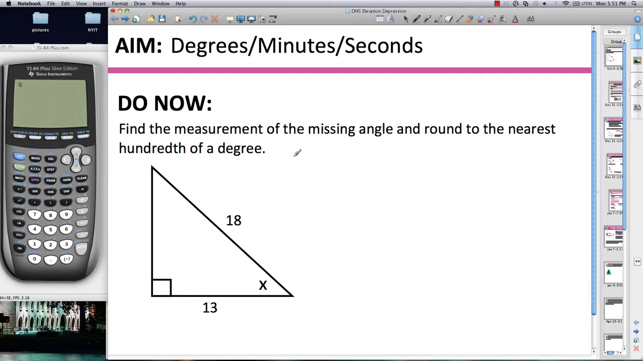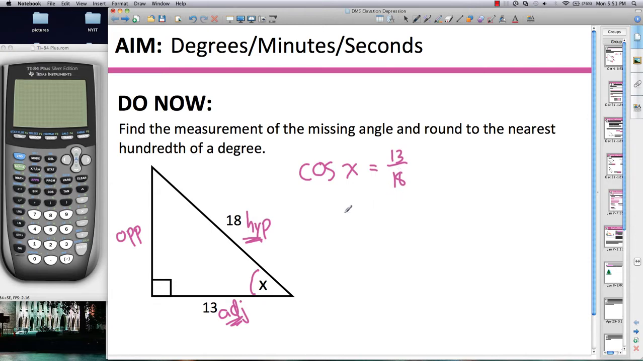So for this example, we need to find the missing angle to the nearest hundredth of a degree. So here's our angle, so let's just label our sides. We have opposite, hypotenuse, and adjacent. With respect to this angle, we have sides adjacent and hypotenuse, so we're going to use our cosine trig function. So cosine of some angle would be adjacent over hypotenuse. So the cosine of some angle will give us 13 over 18.